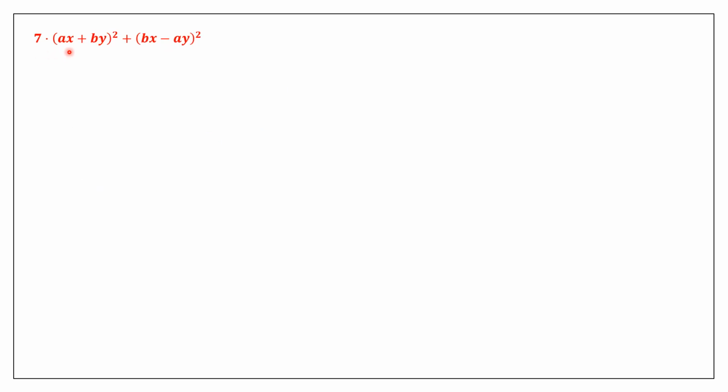Question 7. (ax plus by) the whole square plus (bx minus ay) the whole square. Now when you have a question like this, look at this. Isn't this in the form of (a plus b) the whole square? Now how do we do that? When we have (a plus b) the whole square, how do we simplify this? How do we expand? We say a square plus b square plus 2ab. Now this is what we need to apply here.